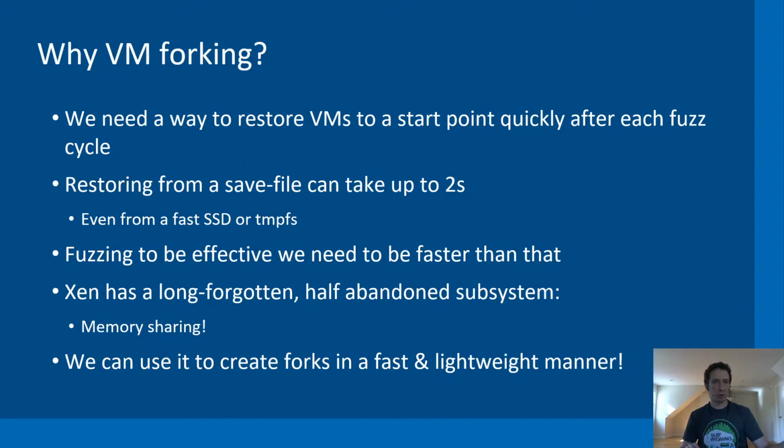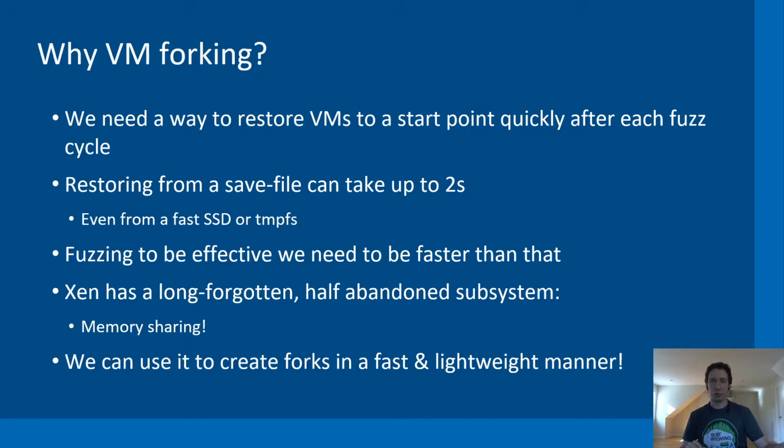As for VM forking, we wanted to have a way to restore the VMs into a starting point quickly after each fuzzing iteration. First, we looked at simply restoring the entire system from a save file, but this can actually be quite slow, even if you do it from a fast SSD or tmpfs. It can take up to 2 seconds to restore the VM, which is obviously not ideal for fuzzing.